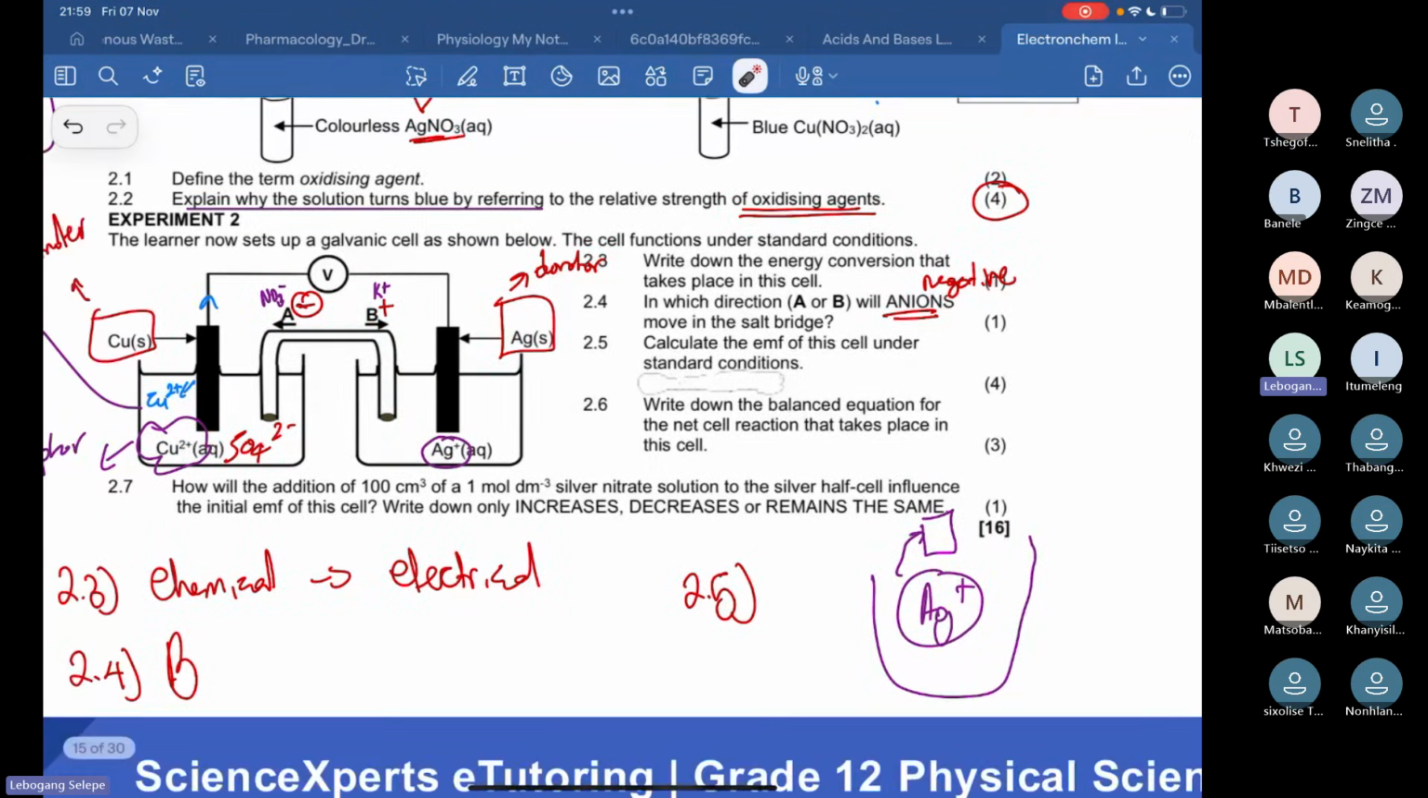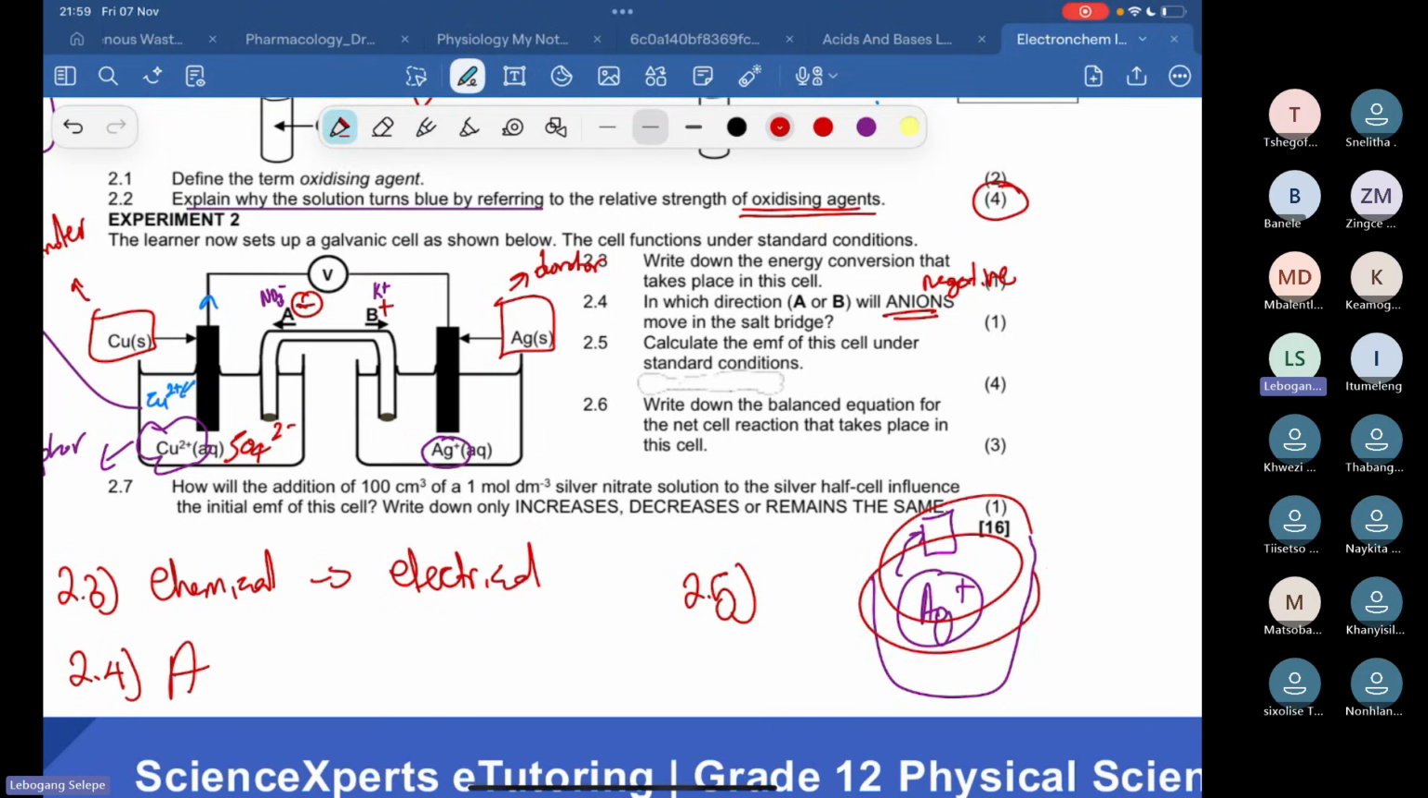Oh, now I see why the answer here is wrong. Maybe that's why you were questioning it. Because now we said that the negative... Yes, so I wrote the opposite of what I'm saying. So this is A, actually. Okay, thank you, sir. I understand.